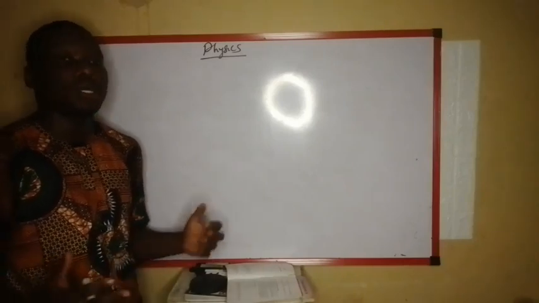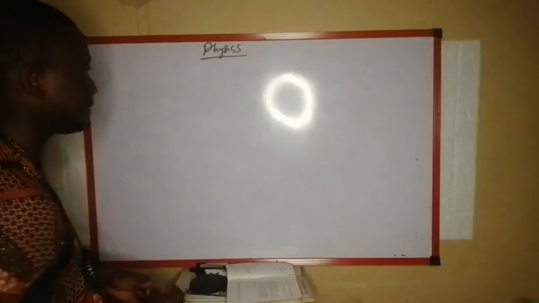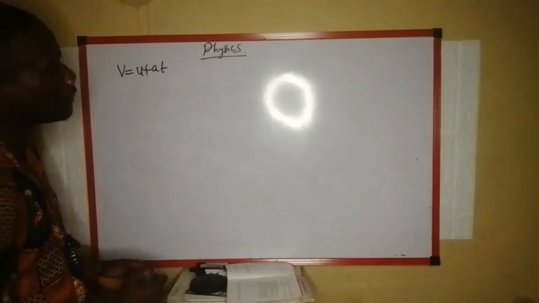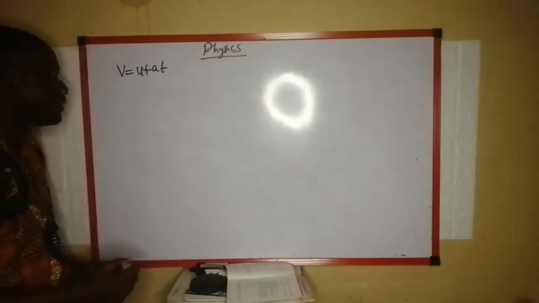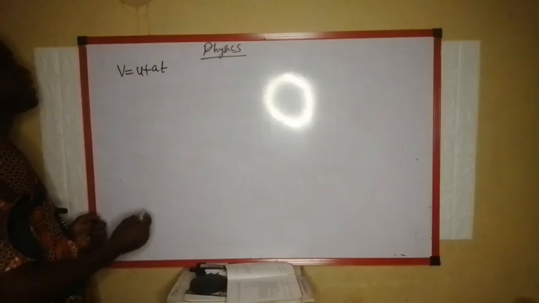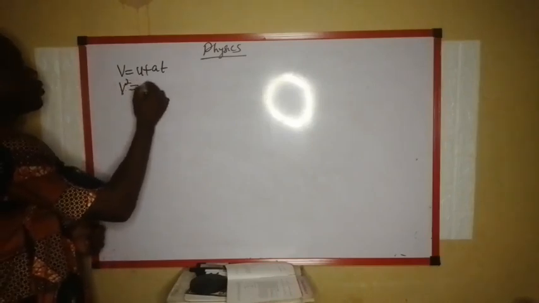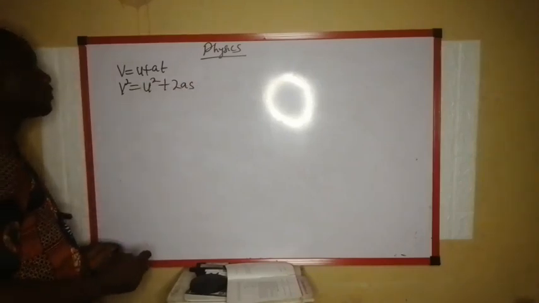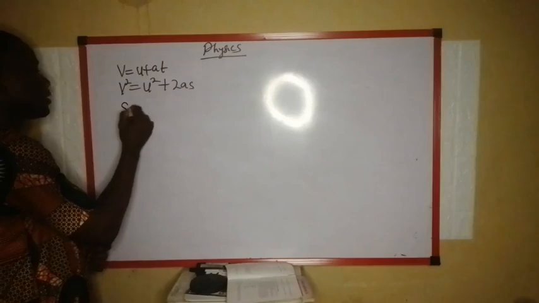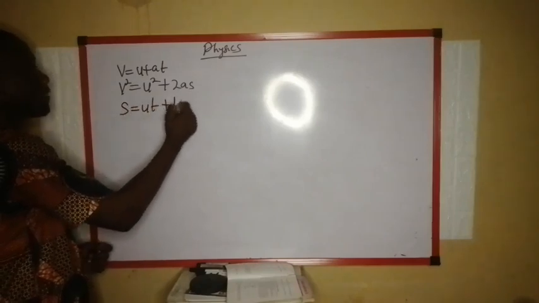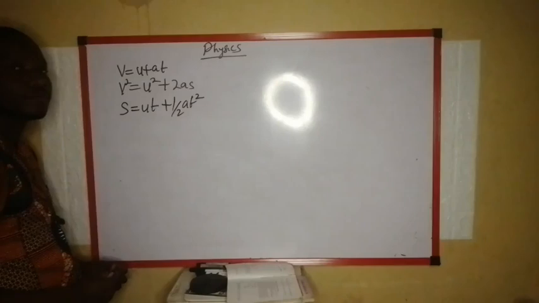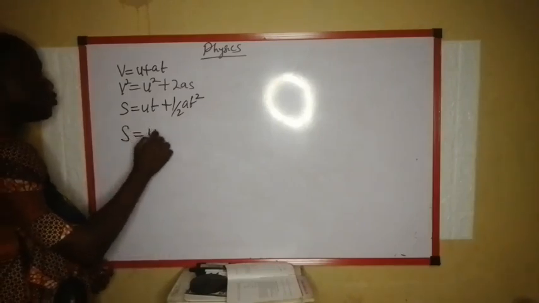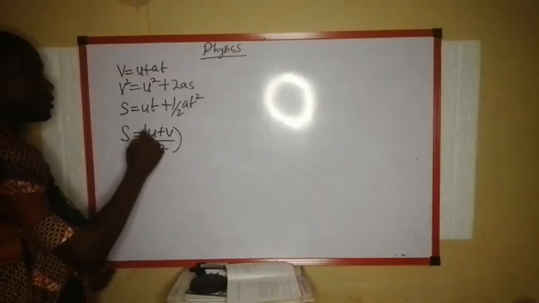We have the first one, or one of them, which says that V is equal to U plus AT. V equal to U plus AT. We have another one which says that V square equal to U square plus 2AS. We also have another one which says that S is equal to UT plus half AT square. Then we have another equation which says that S is equal to U plus V over 2 times T.